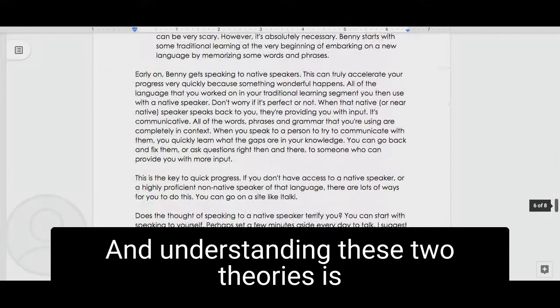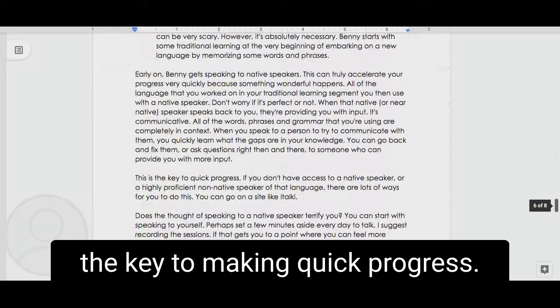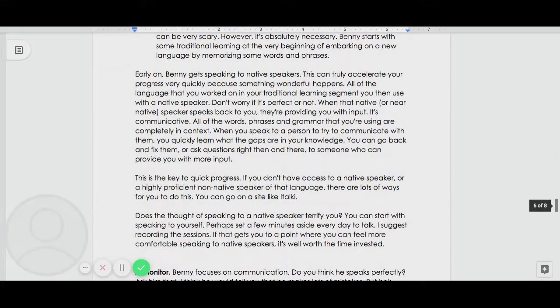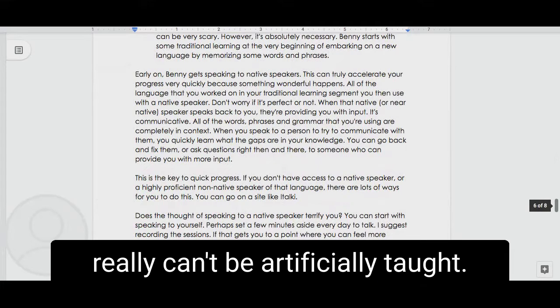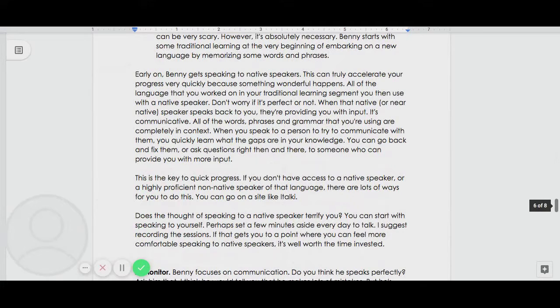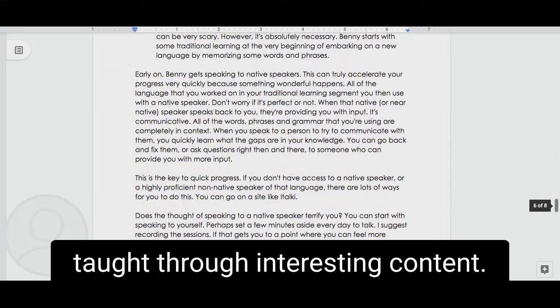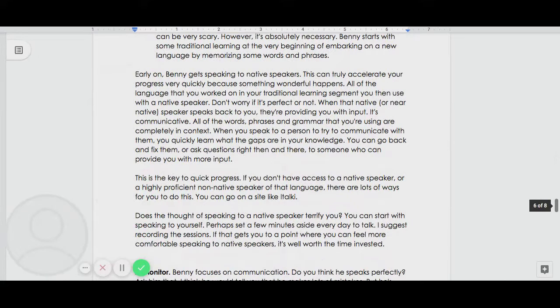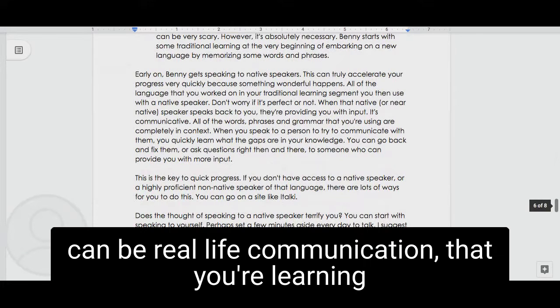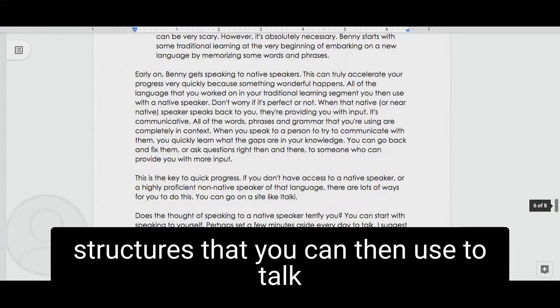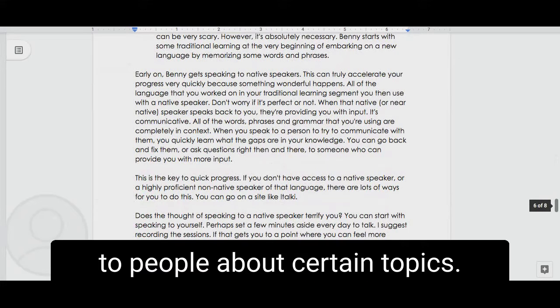And understanding these 2 theories is the key to making quick progress. Krashen always says that grammar really can't be artificially taught. It really needs to be taught through interesting content. And I would argue that that interesting content can be real life communication, that you're learning structures that you can then use to talk to people about certain topics.